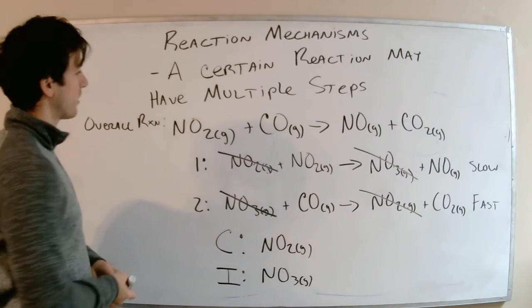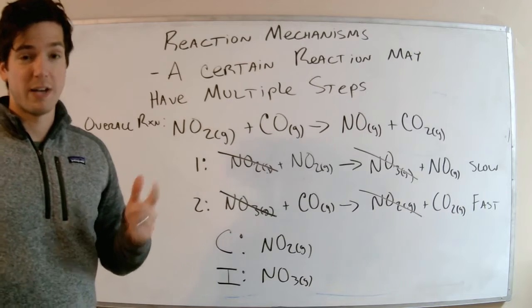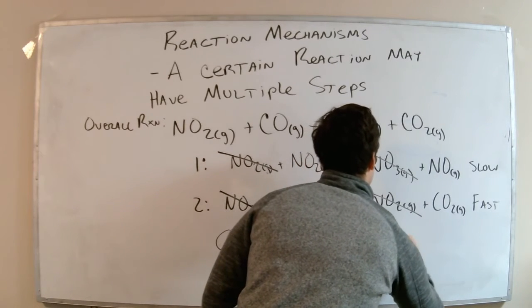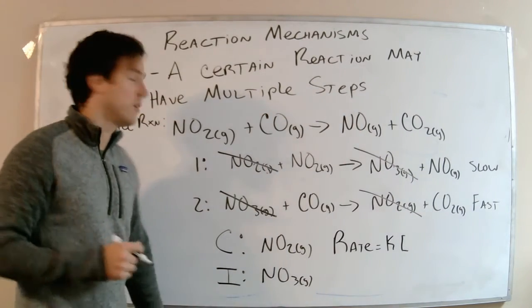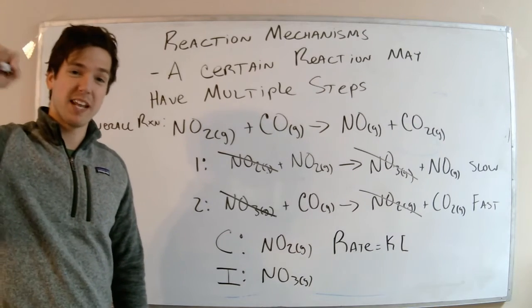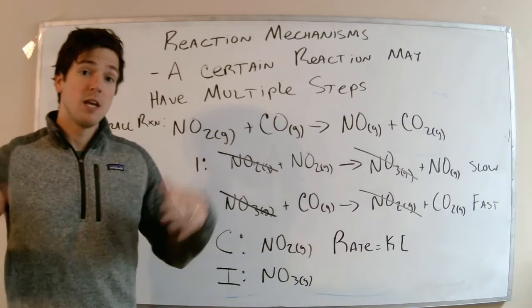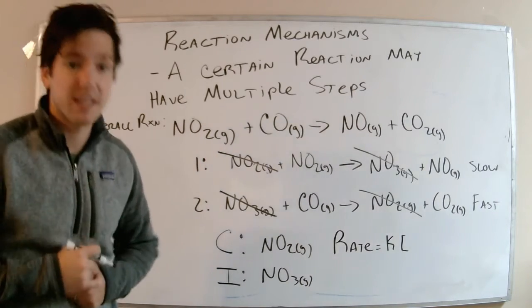So, we're going to look at this, and now we're going to determine the rate law. Remember, rate law is written as rate equals K times some sort of concentration. It could be multiple compounds, it could be one compound, and remember they can have certain exponents. And here's the thing. Our rate law is determined on the slowest mechanism.